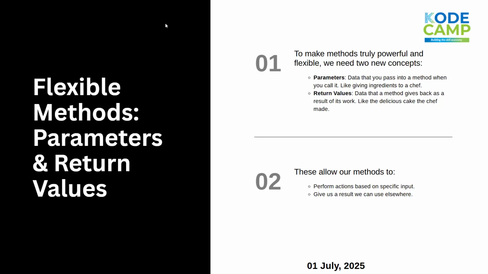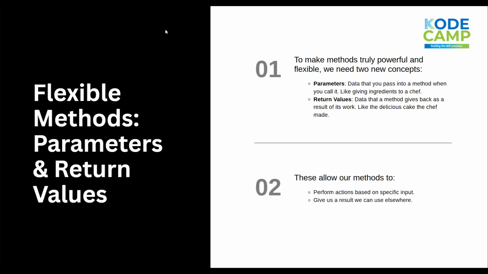But with parameters, we don't need to do that. They are data that you pass into the method when you call it, which prevents you from repeating yourself or duplicating a line of code. When we go into the demo, we'll all see this clearly, but just know that parameters and return values are two important concepts that make our methods dynamic.